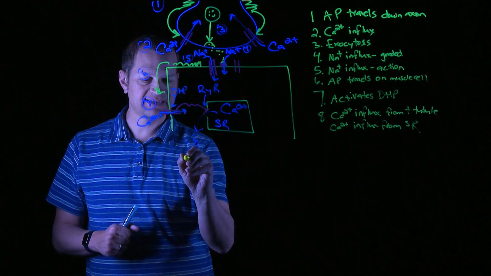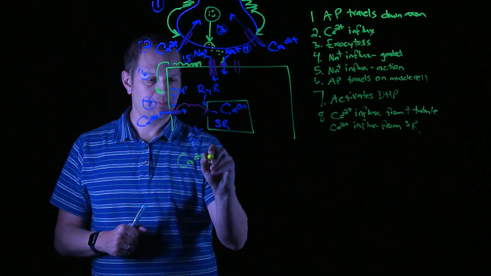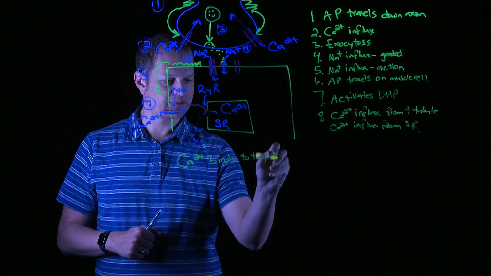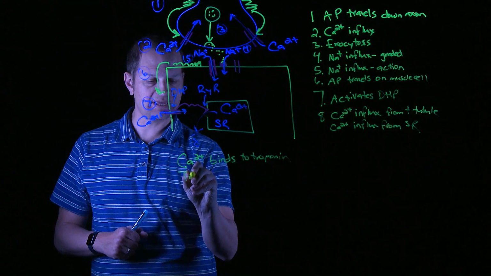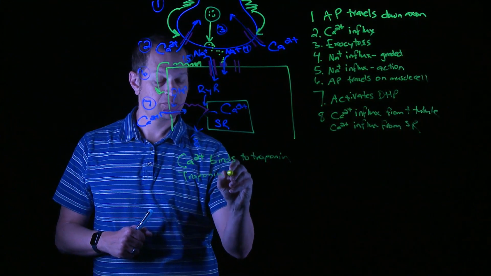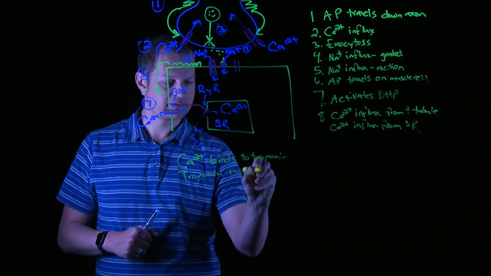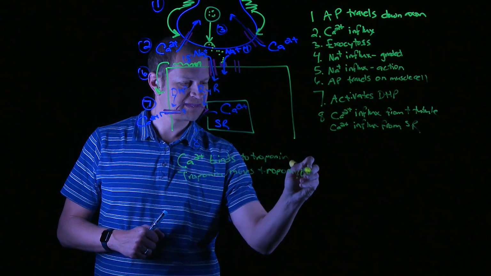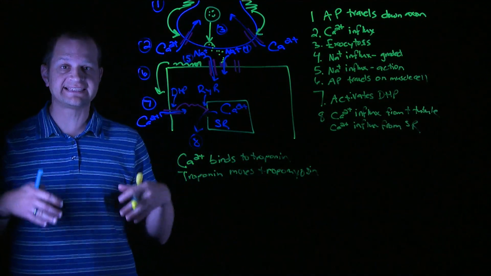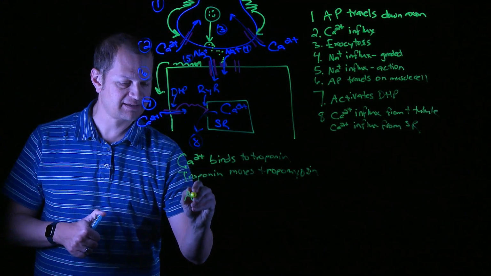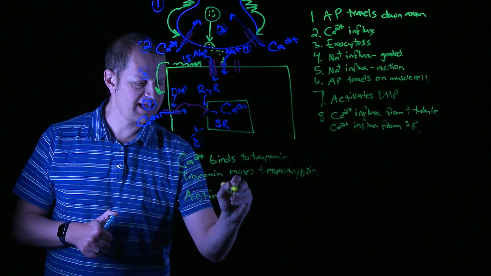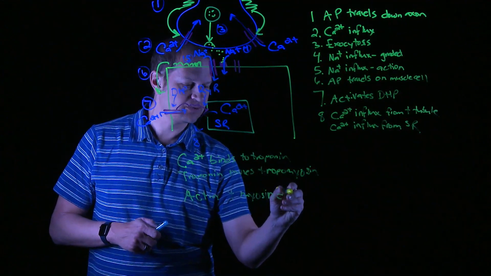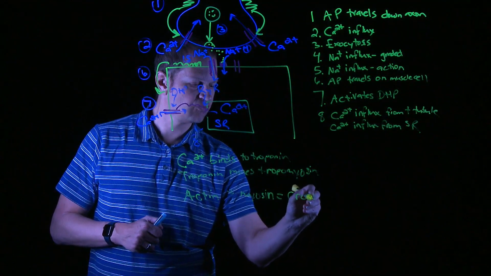But what happens is calcium binds to troponin. From there, troponin moves tropomyosin. Sorry for all the squeaking. And then ultimately what this does is this allows actin and myosin to bind. So we get actin plus myosin, and that equals our crossbridge.